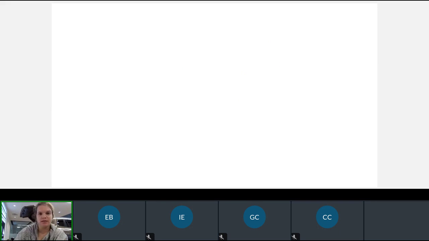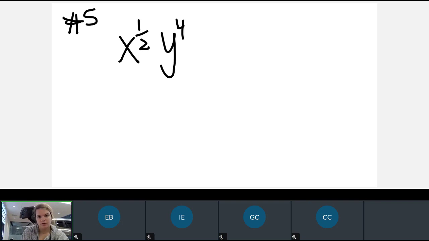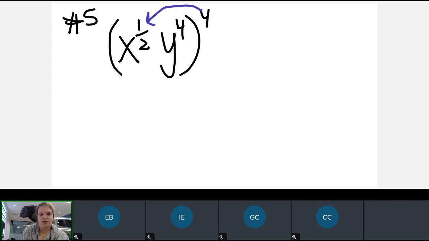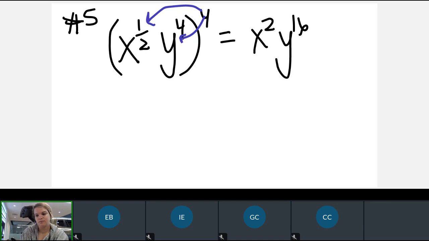So the number 5 on the test. Sorry, my computer was slow. Number 5 on the test looks like this: x to the 1/2, y to the 4th. And let's go ahead and raise that to the 4th. So it's the same principle here. We're going to do 4 times 1/2 and 4 times 4. So what is half of 4? That would be x squared. And then 4 times 4 would be 16. That's more like number 5 on the test because it has that fraction.